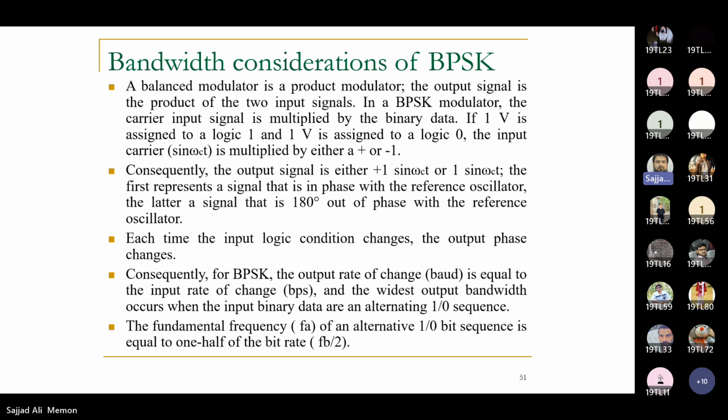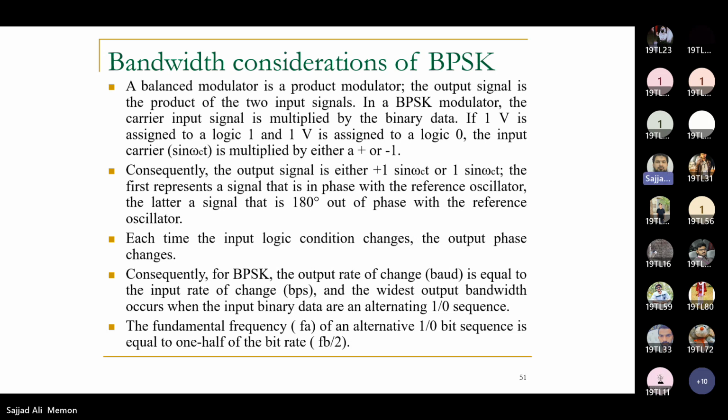Bandwidth considerations of BPSK. A balanced modulator is a product modulator. The output signal is the product of the two input signals. So in a BPSK modulator, the carrier input signal is multiplied by the binary data. If one voltage is assigned to a logic 1 and one voltage is assigned to a logic 0, the input carrier sin omega ct is multiplied by either plus 1 or minus 1. Consequently, the output signal is either plus sin omega ct or minus sin omega ct.